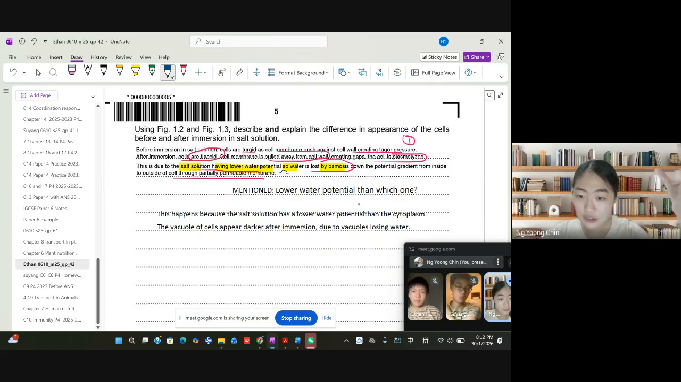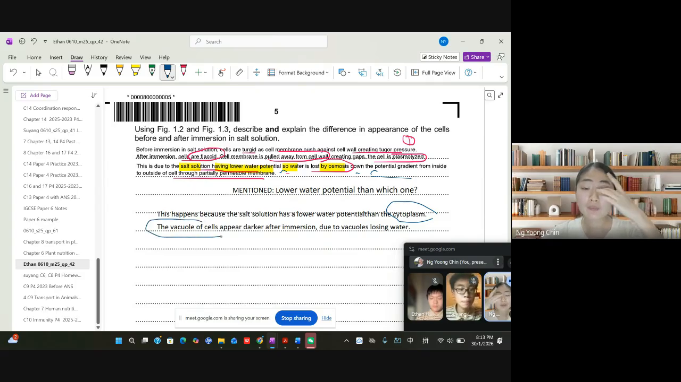So this is the answer: the salt solution has a lower water potential than the cytoplasm of the cell. That's why the water diffuses out from the plant cell to the outside. Then this one, down the potential gradient, is not okay. You can improve your answer to become down the water potential gradient. You can add one more word, water. Usually we refer to concentration gradients, but for water, you can say water potential gradient.